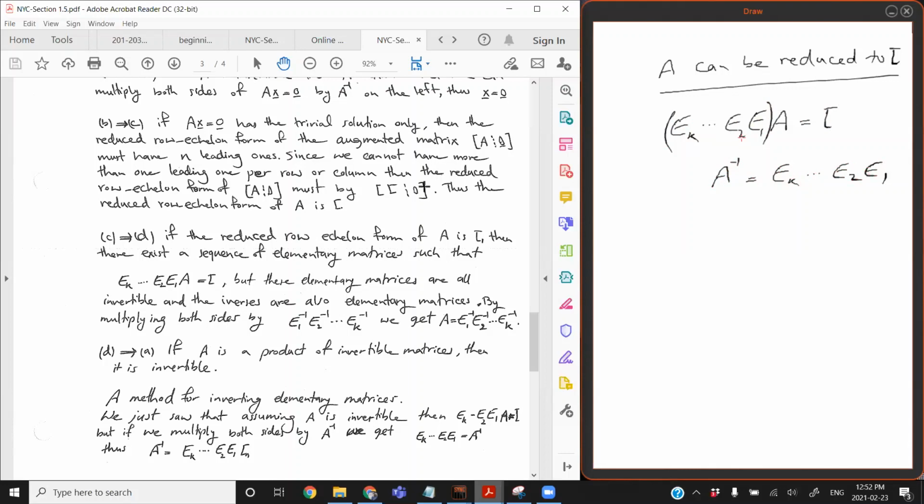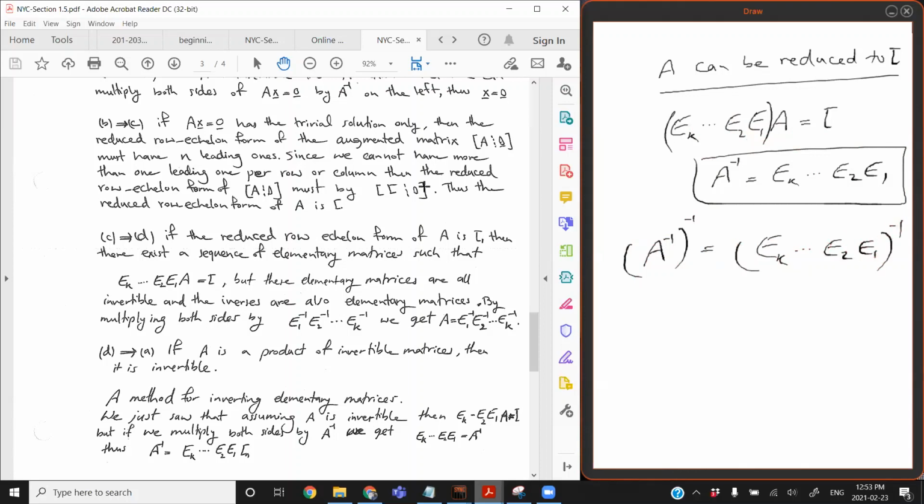How do I know? Because this matrix that I put inside brackets times A is actually I. If I can find a matrix and multiply that matrix by A and I get I, by definition, that matrix is A inverse. So we have this. Now, if I invert both sides, I'm going to get A inverse inverse is EK E2 E1 inverse. But A inverse inverse is A. And this one is going to be E1 inverse times E2 inverse all the way to EK inverse.